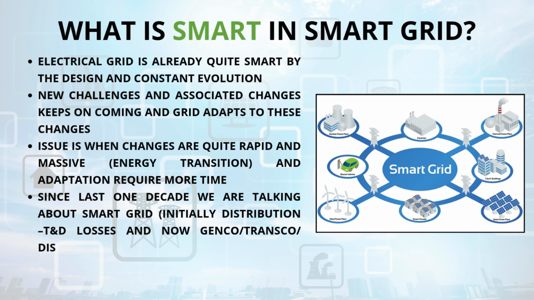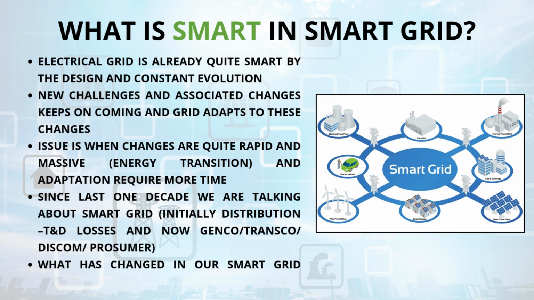So for the last decade or so, we've been talking about smart grid. Initially, maybe the focus was more heavily on distribution, fixing losses, automating substations. But now it's broader. Much broader. Now it encompasses everyone. Generation companies, gencos, transmission companies, transcos, distribution companies, discoms, and crucially, the prosumer. The whole ecosystem is involved. Which raises another question. How has our approach to the smart grid changed over that last decade? What's different today compared to, say, 2010?